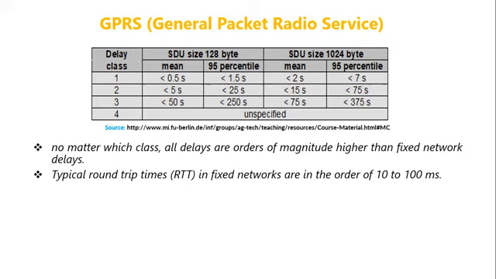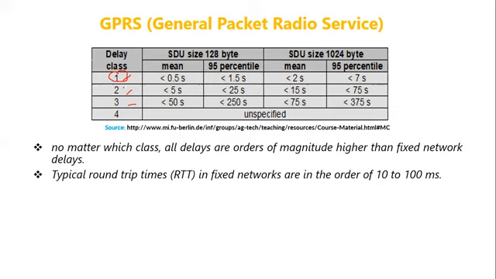For a packet size of 128 bytes, the mean delay for delay class 1 is less than 0.5 second, for class 2 is less than 5 seconds, and for class 3 is less than 50 seconds. Class 1 will be used for highly delay sensitive applications. What does highly delay sensitive mean? Say you are making a financial transaction; that can be treated as a highly delay sensitive application. You cannot tolerate any delay.